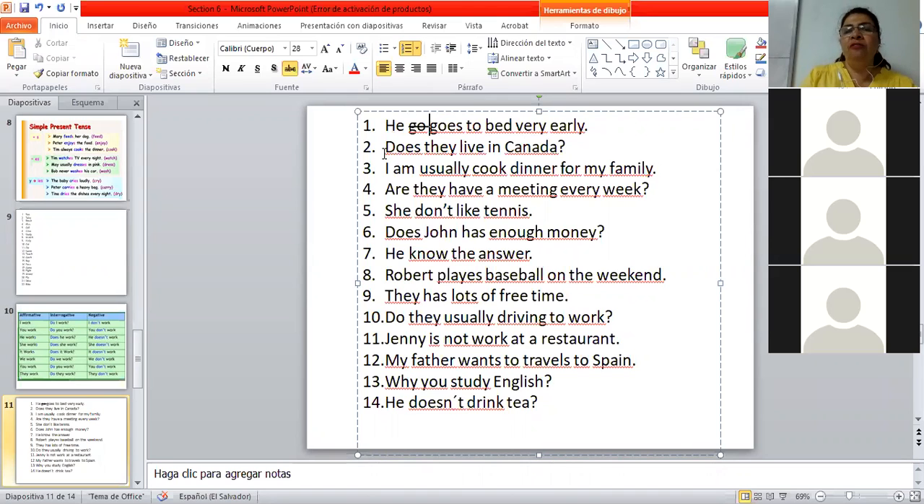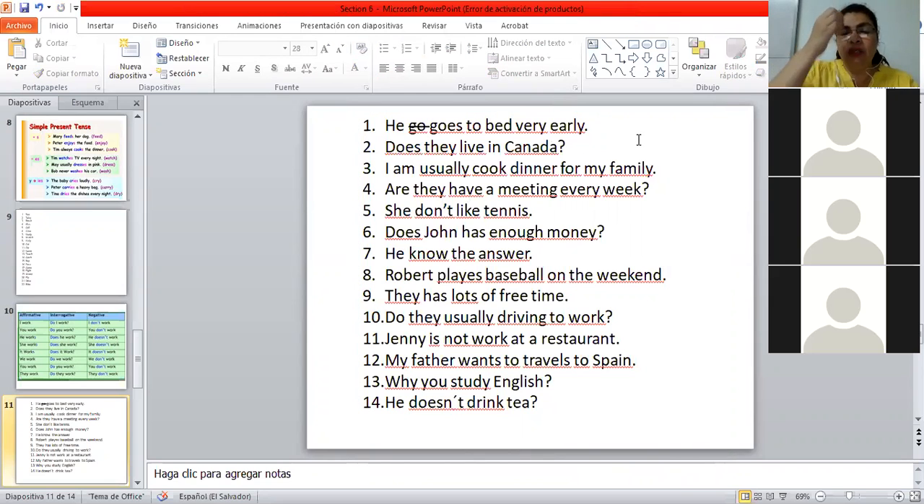And then we have, for example, does they live in Canada? What is the problem here? What is the mistake? Does they? Yes, okay, does they? Then what is the correct form? Do. Do, very good. Then you go with, do they live in Canada? Okay, now, take a screenshot and do it individually, but don't say it. Hágalo individual, pero no lo diga, porque entonces va a interrumpir a los demás. Y en unos segunditos vamos a corregir juntos. All right? Do it, please.